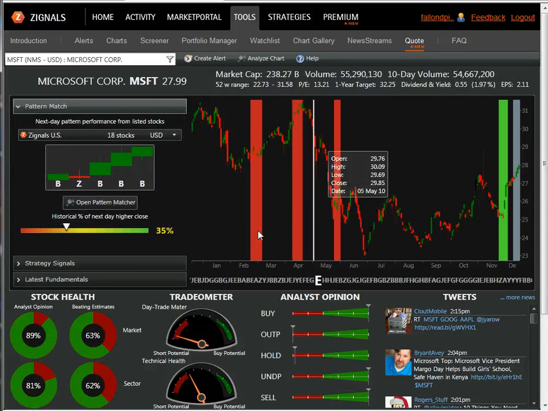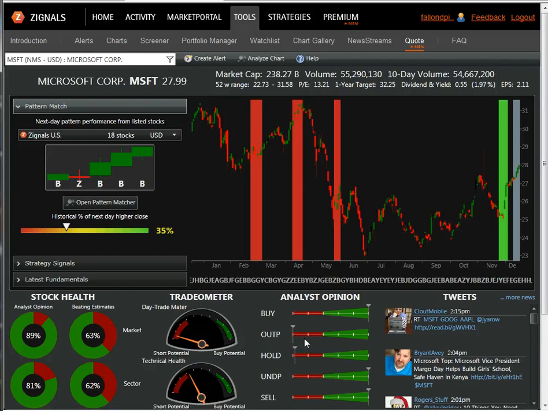Next, we have a section which is offering some of our services, so you can get a snapshot of the trading patterns, any strategy signals, and also any fundamental data analyst ratings you require. And the last section is a quick four-section look at fundamental health, technical health, analyst opinion, and any news tweets that have come in on the stock.